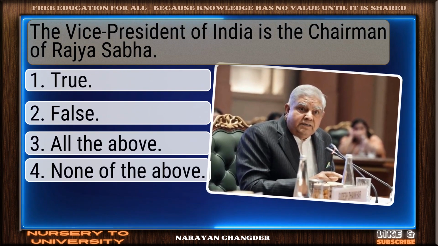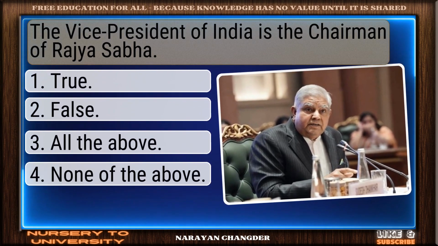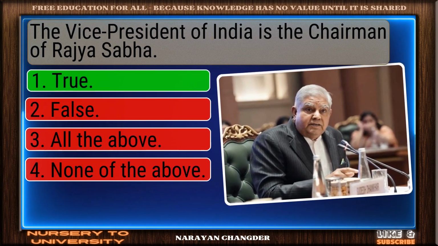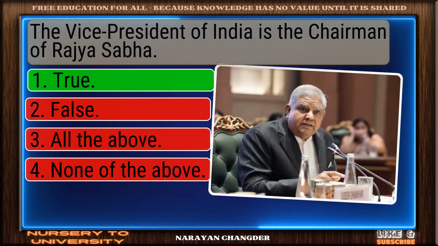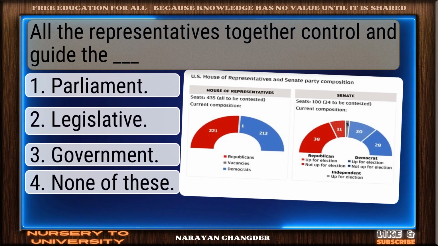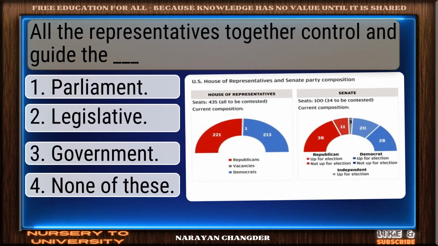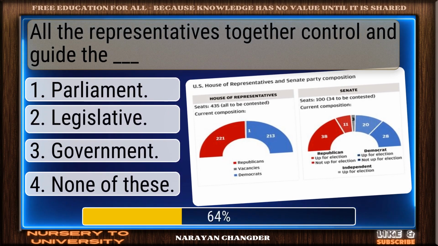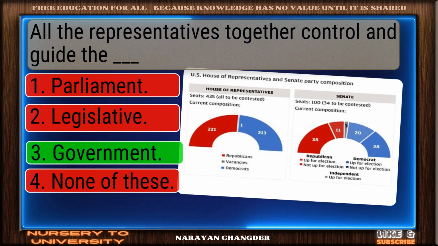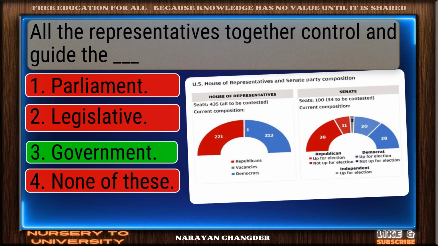The Vice President of India is the Chairman of Rajya Sabha. Perfect. True is the correct choice. Question number 87. All the representatives together control and guide the dash. Correct response. Government is the most accurate answer.